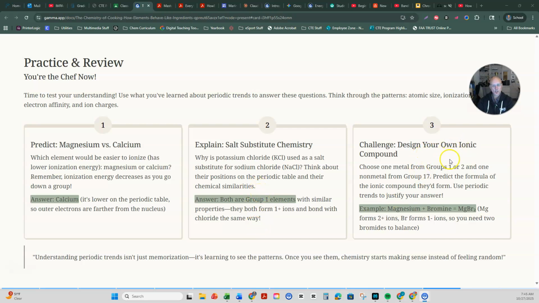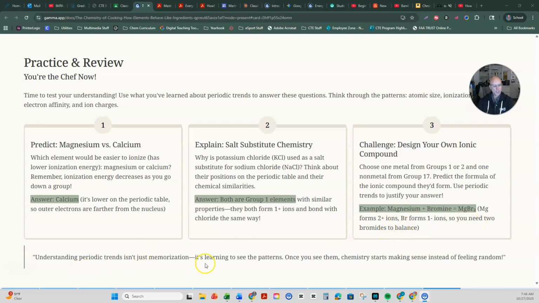And then design your own ionic compound. So choose one metal from groups 1 or 2 and one non-metal from group 17. Predict the formula of the ionic compound they'll form. Use periodic trends to justify your answer. So an example would be magnesium plus bromine, which would be MgBr2. Mg forms 2+ ions. Br forms 1 negative ion, so you need 2 bromides to balance it.